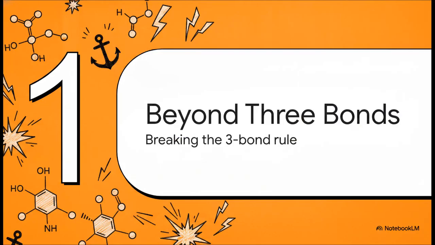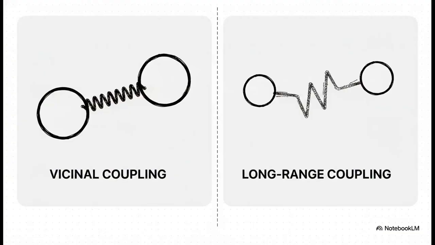All right, section 1, beyond the 3-bond rule. Let's quickly anchor ourselves in what we already know, right, before we completely break those rules. Let's compare these two interactions. On one hand, we have standard vicinal coupling. That's your 3J. This is the typical everyday interaction between hydrogens on adjacent sp3 hybridized carbons. It's strong, it's common, and it usually gives a coupling constant of about 6 to 8 Hertz.